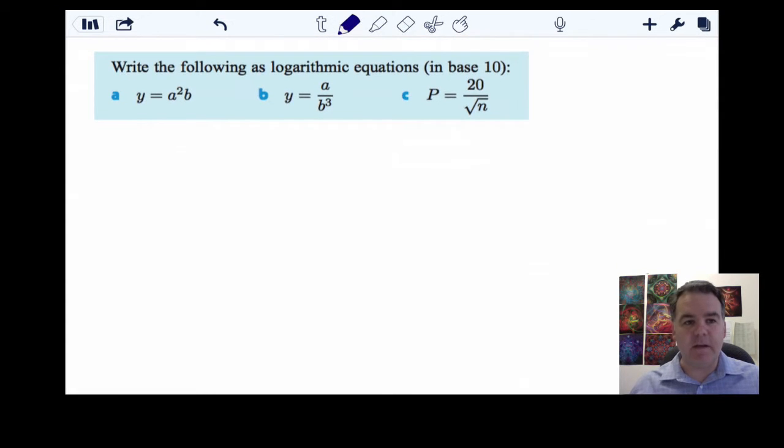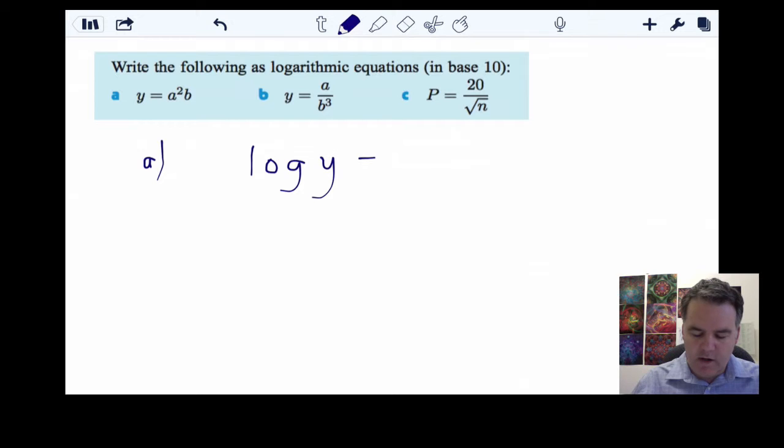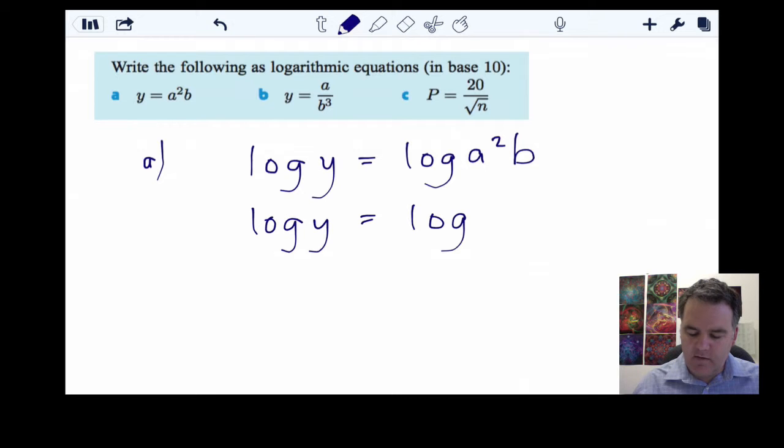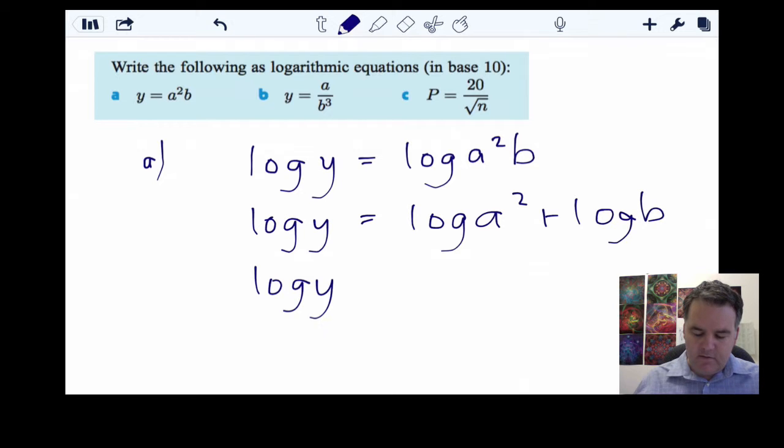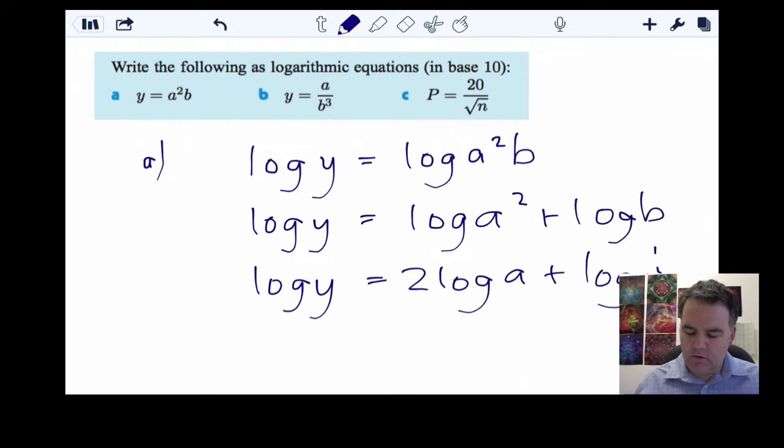Okay, flicking over to page 15 now. Write the following as logarithmic equations, so with logarithms in there. So if I take the log of both sides, I get log of y equals log of a squared b. Log y equals, the log law that we know is log AB is log A plus log B. So I can separate them out like that, and I know a little bit about that rule that says log A squared would be the same as 2 log A plus log B. There we go. So I've written this out as logarithmic equations.